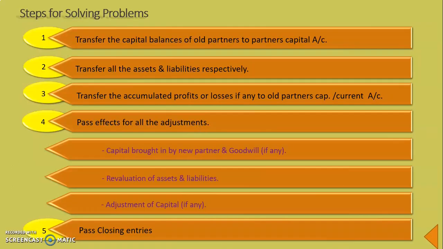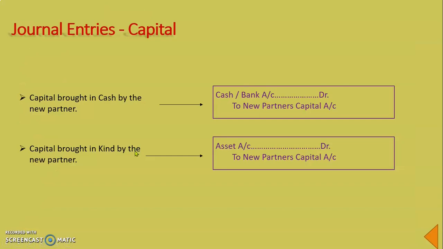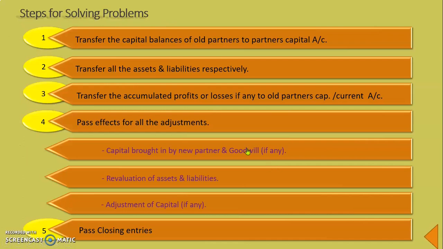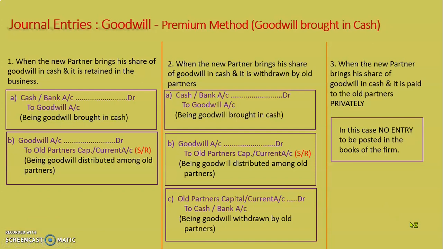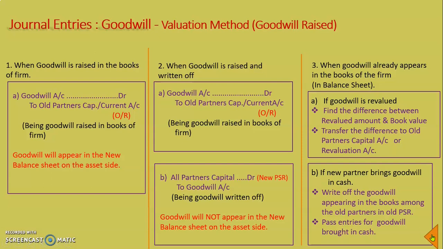Then journal entries for the adjustments, capital brought in by new partner. We have already seen these journal entries in our previous videos. Capital brought in cash: bank account debit to new partner's capital account, and if any asset is brought in, asset account debit to new partner's capital account. Journal entries for goodwill under premium method, that is when goodwill is brought in cash. Journal entries for goodwill under valuation method, that is when goodwill is raised in the books of accounts. We have already discussed this in the previous video.